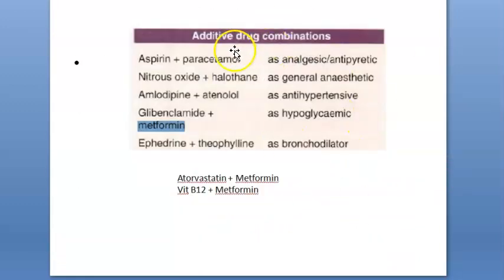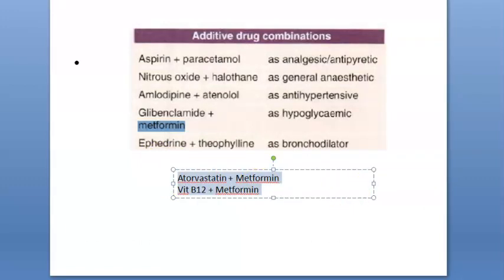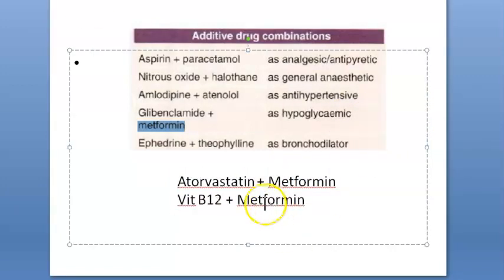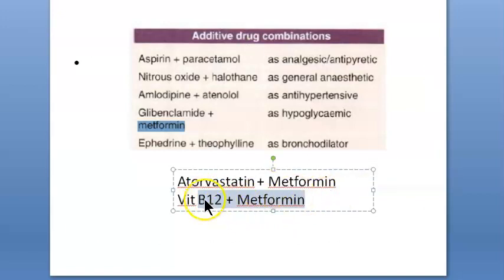Let's move on. Like I told you, metformin is available in so many combinations, and we already told you that it is available in combination with vitamin B12, because it causes vitamin B12 deficiency itself. Atorvastatin is helping in cholesterol, so they are giving it with metformin. Metformin also helps in lipid profile, so both of them are going to help you manage your cholesterol.